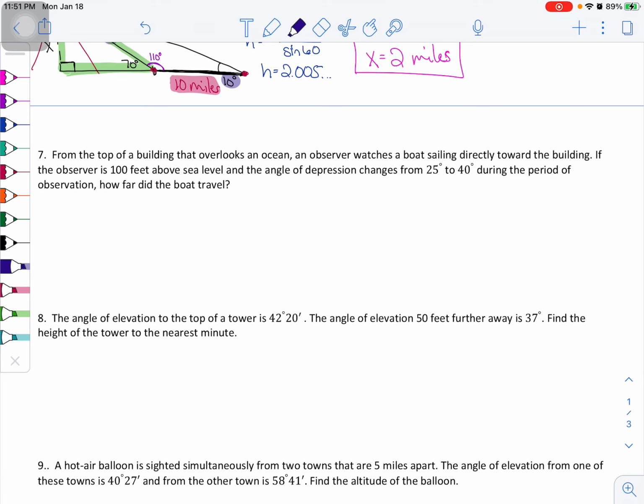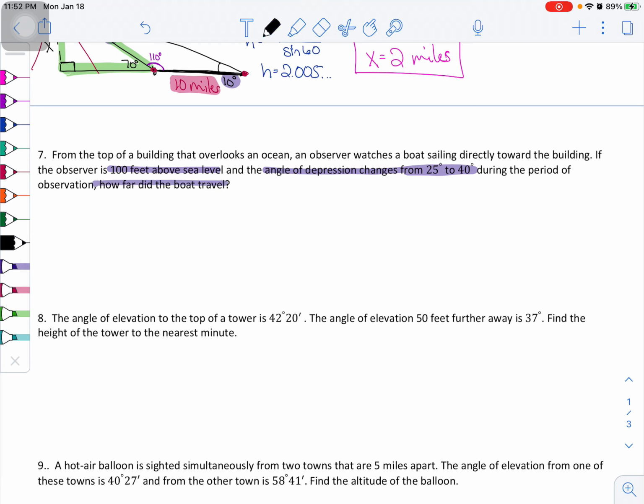All right, top of a building. Observer watches a boat sailing directly toward the building. Observer is 100 feet above sea level. Angle of depression, it changes from 25 to 40. How far did the boat travel?